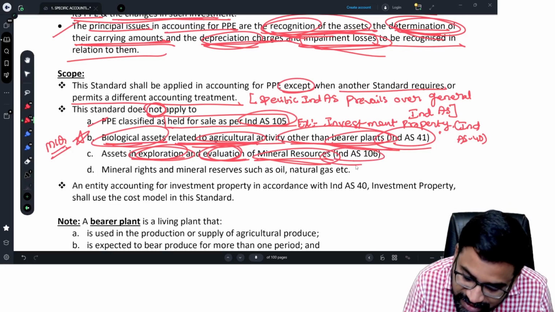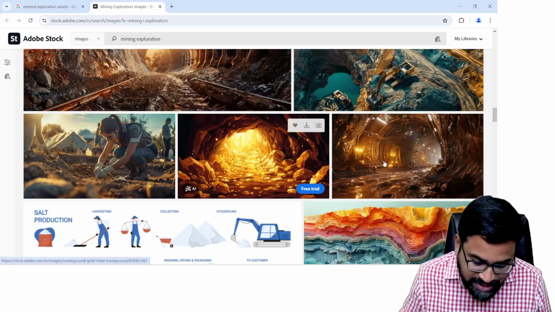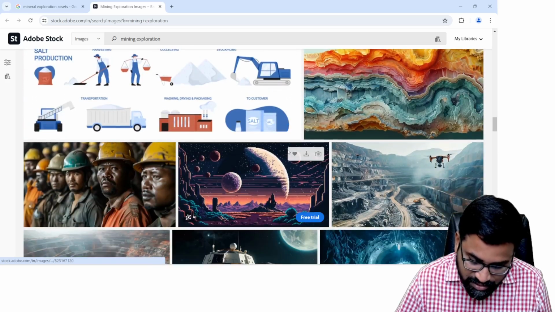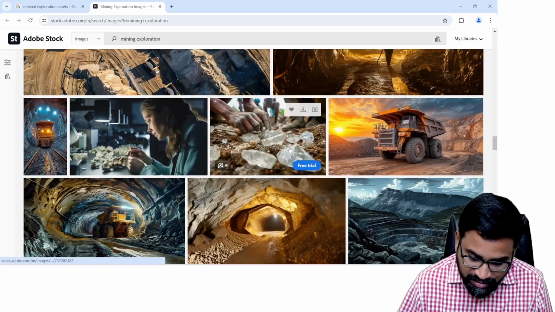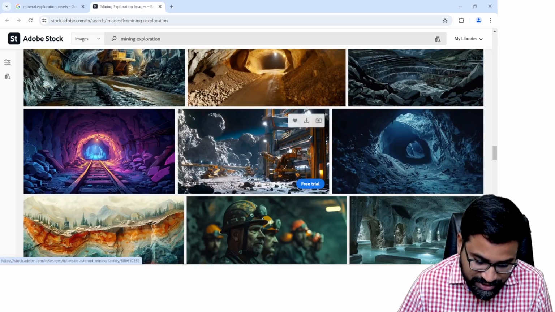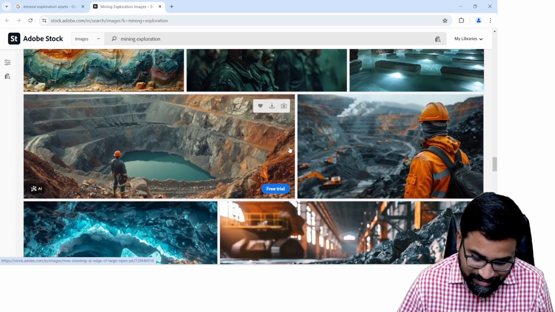There is a separate standard in IND AS 106 for mineral resources exploration. So we will apply that standard, IND AS 106. We don't apply IND AS 16.